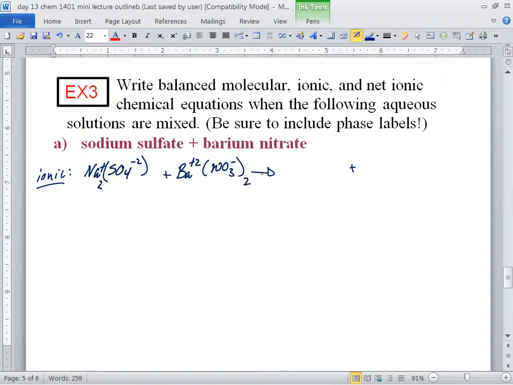Good. Now just switch the cations and anions around. Yeah, so Giselle, I think it's good practice to always put parentheses around polyatomics. And then that means that 2 has to go down there. Yep.